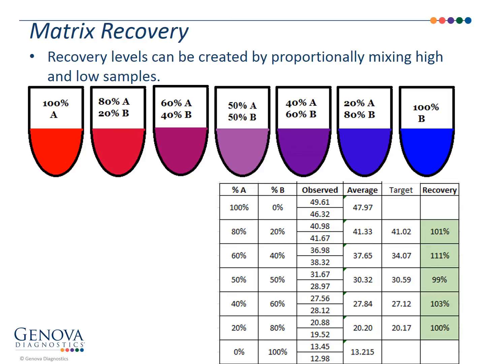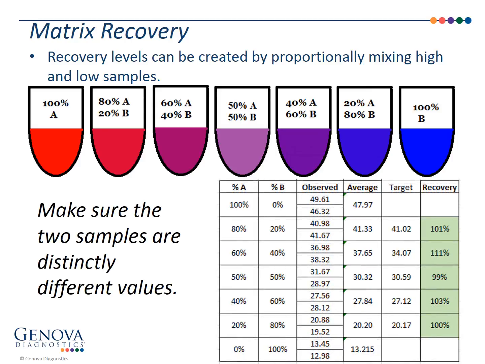If you're going to do a matrix recovery, it's always good practice to do this several times as well, just so you're sure that you didn't just get lucky with two good samples. You also want to make sure that the two samples are distinctly different values. I've certainly done that before, where sample A was 29, sample B was 27, and all the levels were 28. And while the recovery looked great, the lab director sent it back and had me do it again.